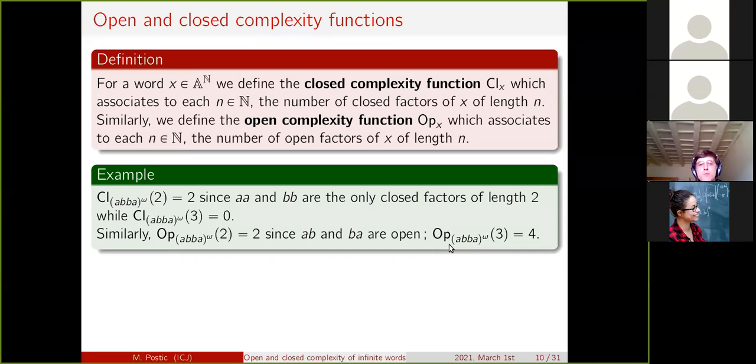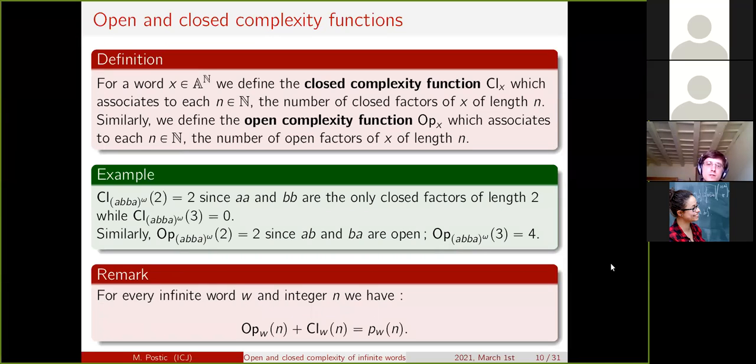And something we can remark, which is true in the general setting, is that the total number of factors for a given length will always be equal to the number of open factors for this length plus the number of closed factors for this length. And this is due to the fact that every factor is going to be either closed or open.